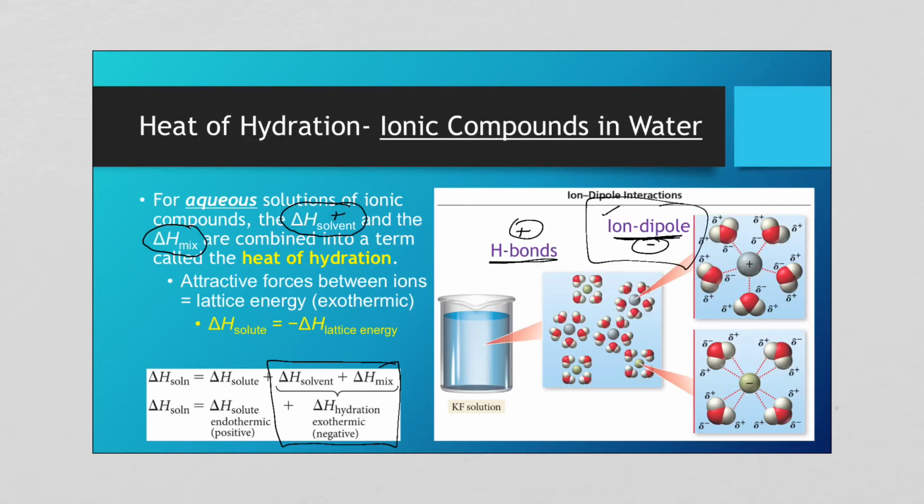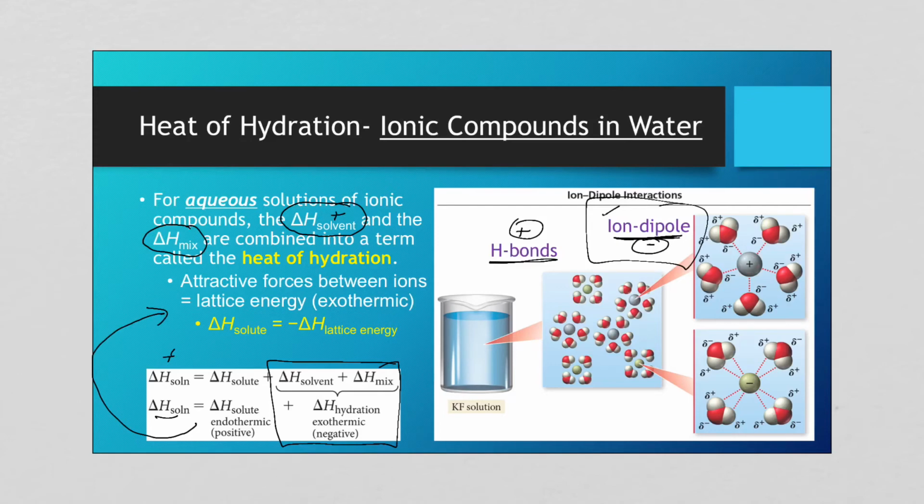So now the heat of solution, instead of having three components, for this particular situation just has two components: the delta H of solute plus the delta H of hydration, one positive, one negative. The bigger one's going to win. Now, when we deal with these particular kinds of solutions, another thing to think about is that the delta H of solute is going to come from something we've talked about before, and that is the lattice energy.